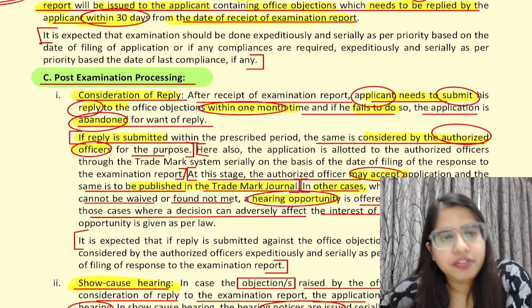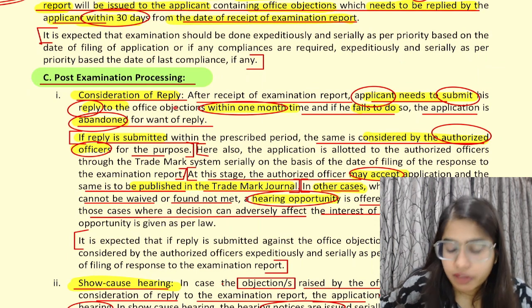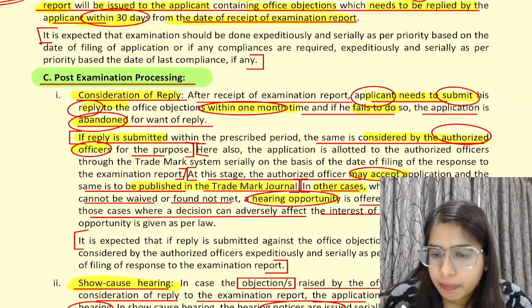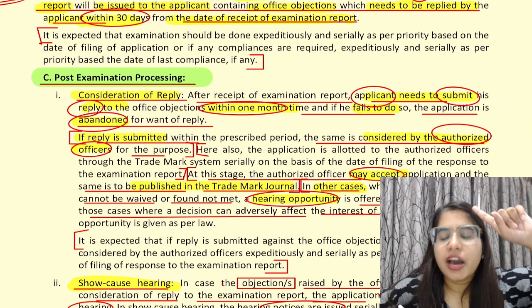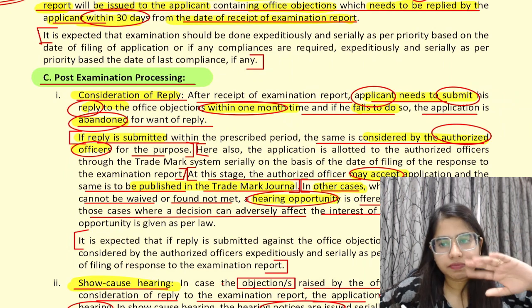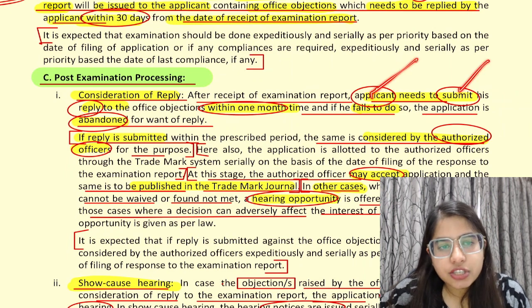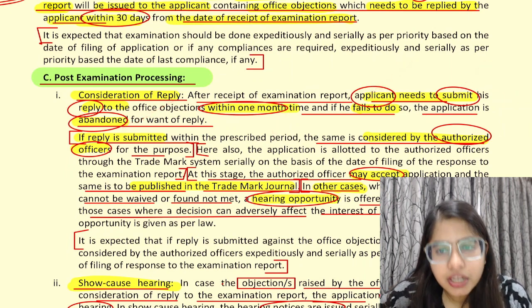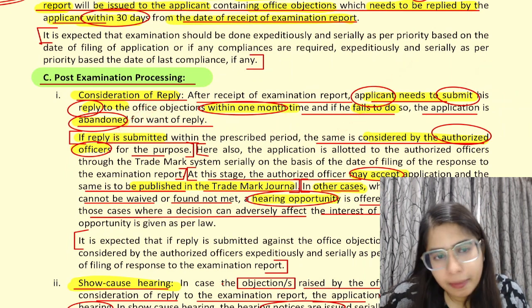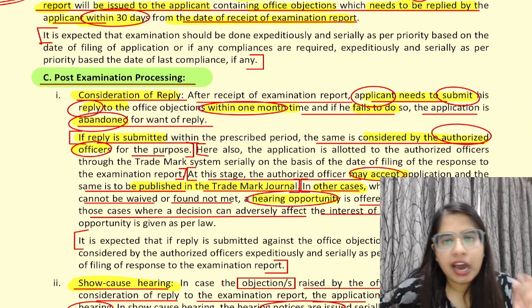everything is not okay, and they have asked me to resubmit the application. So they will consider my reply, and I have to reply within how many days? I have to reply within 30 days. So the applicant needs to submit a reply within 1 month, and if he fails to, the application will be abandoned. If I don't reply within 1 month, the application will be abandoned. Are we clear with this?